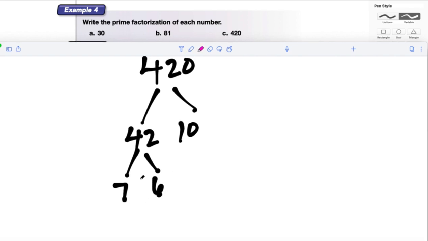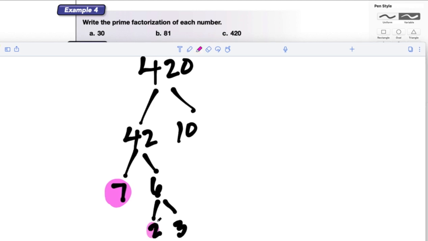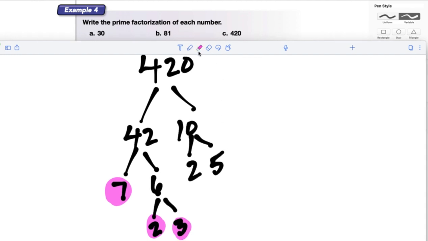And I've already got 1 prime. So that's good. Let me keep with this 6 real quick. I'm going to break that down into 2 times 3. I've got 2 more primes, and now I've got to work on my 10. What two numbers multiply to give me 10 other than 1 and 10? 2 and 5, and you know it, they are both prime. And so now I've got the prime factorization of 420.